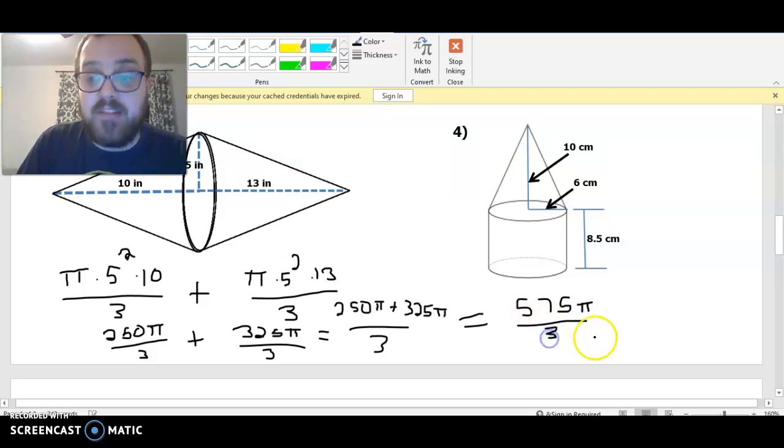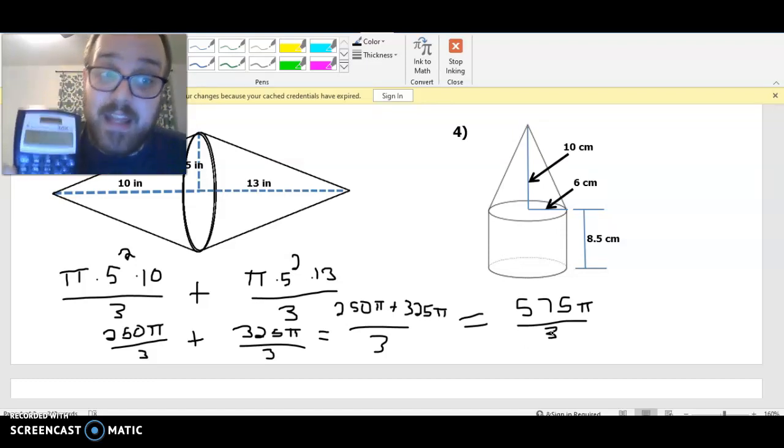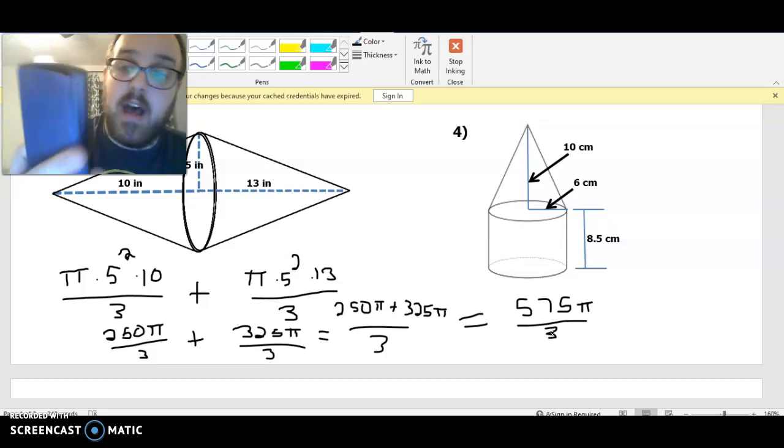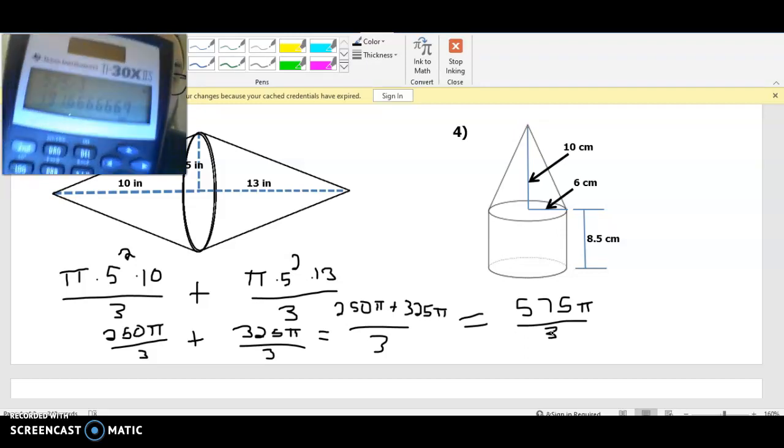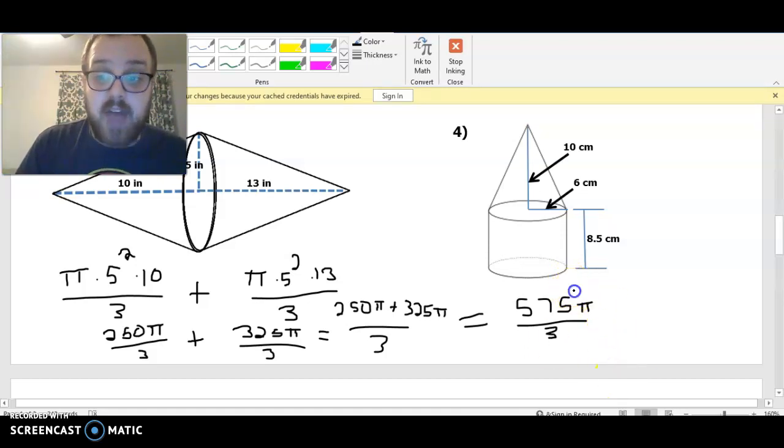Now, before we say this is our final answer, we want to make sure that this doesn't simplify any further, because if it does, we need to give the simplest form. In this case, 3, the only number that goes into it is 3. So I just need to check and see if 3 goes into 575. So I'll take my calculator here. All right, 575 divided by 3. It does not look like it goes in at all. In fact, I get 191 and 2/3, 0.6 repeating. So this actually is my final answer right here, 575 pi over 3.